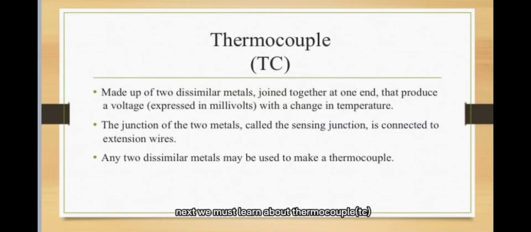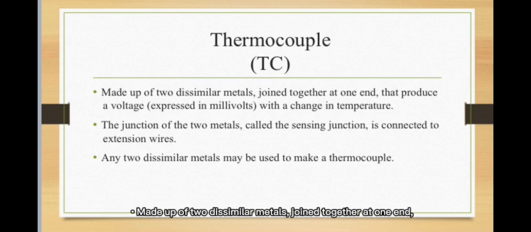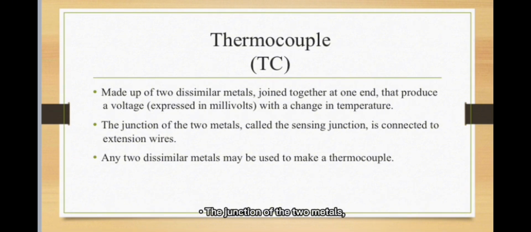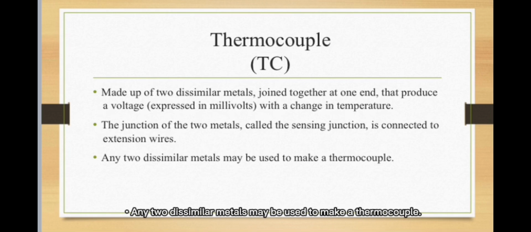Next, we must learn about the thermocouple, TC, made up of two dissimilar metals joined together at one end that produce a voltage, expressed in millivolts, with a change in temperature. The junction of the two metals, called the sensing junction, is connected to extension wires. Any two dissimilar metals may be used to make a thermocouple.